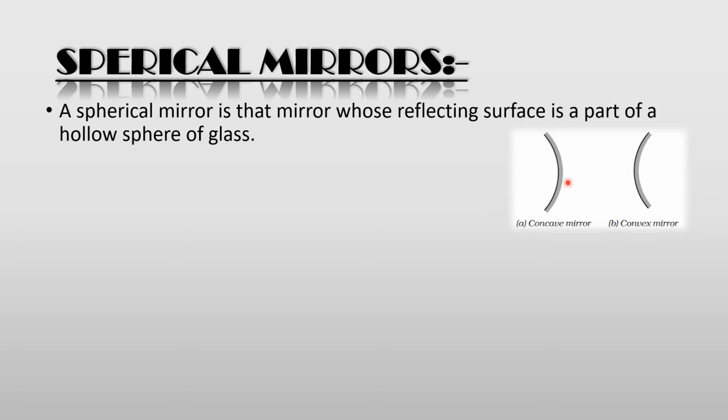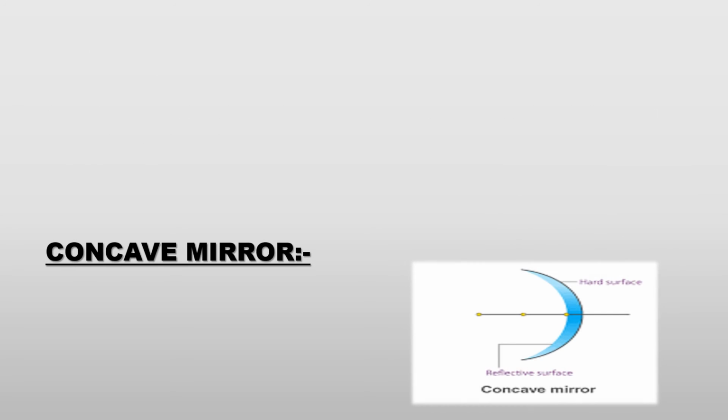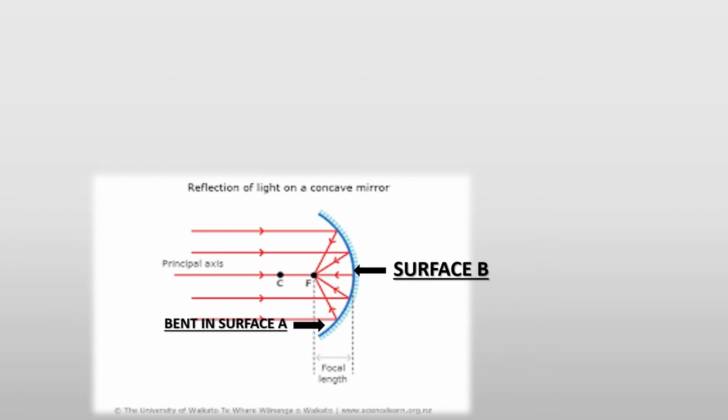There are two types of spherical mirror. First, concave mirror. A concave mirror is a spherical mirror in which the reflecting surface is towards the center of the sphere. That is, reflection of light occurs at the concave or bent inward surface, and the other surface B of the concave spherical mirror is opaque or non-reflecting.